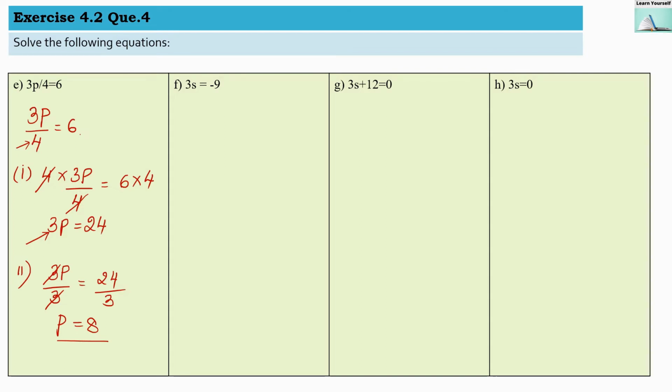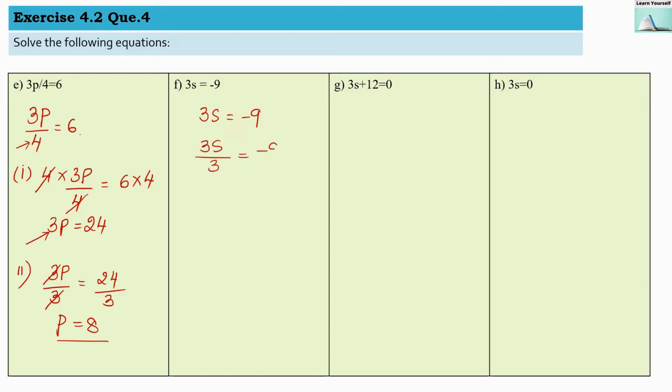After all these numericals, I'll show you how to write it in a notebook. Let us first understand and solve these equations. Our F equation is 3s equals minus 9. Let us first separate our variable. So we are going to divide by 3 on both sides.